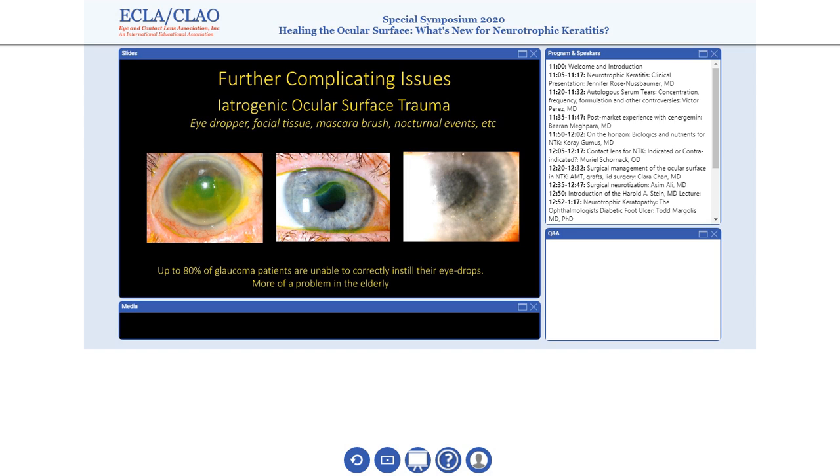So if you think your patients are putting in the drops right, you're probably wrong, because there have been at least 6 studies in the literature of glaucoma patients who use drops all the time, and basically up to 80% of glaucoma patients are unable to correctly instill their eye drops. And it's more of a problem in the elderly. And if you think it's a problem with glaucoma patients where they can sense the ocular surface, imagine what it is with patients who have no corneal sensation.